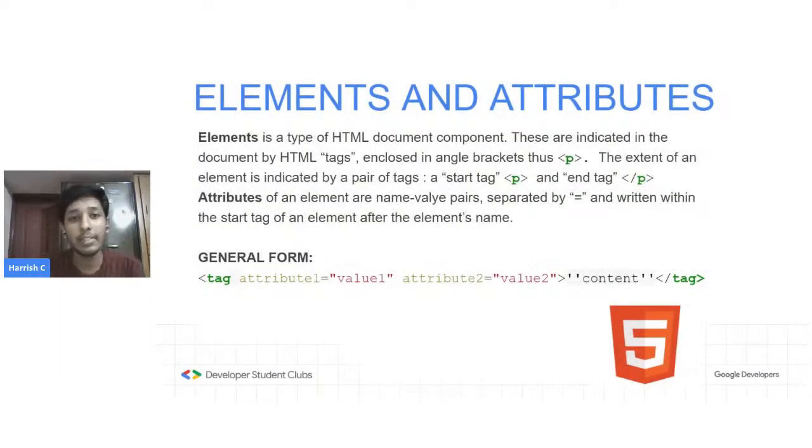So, elements and attributes. What are elements? An element is basically an HTML document component. It's a tag which you represent with open and close brackets. An attribute is a name-value pair, separated by an equals sign. Among attributes you have various ones like class, style, source, width, height. Many attributes are available in HTML5.